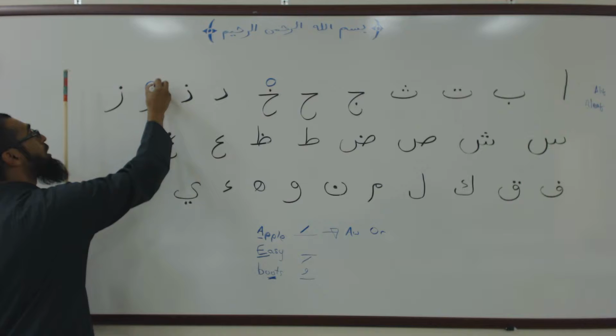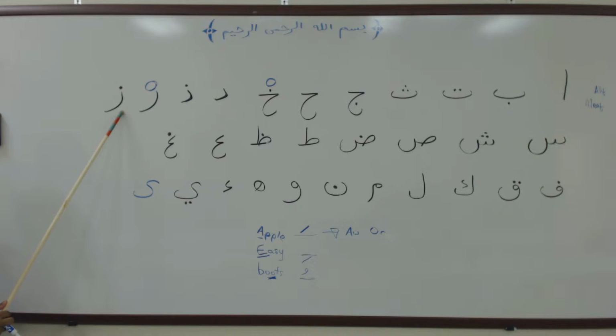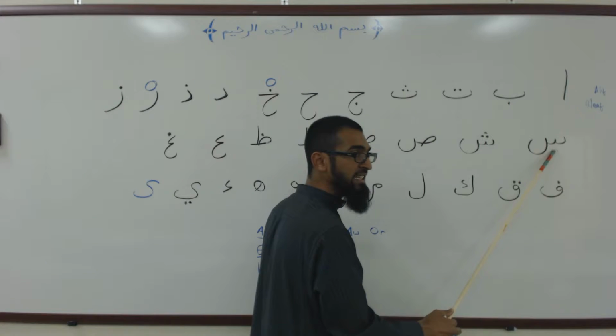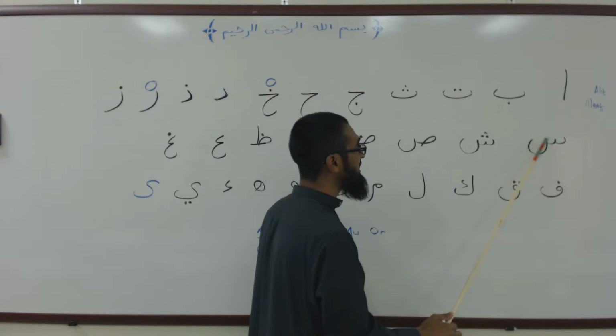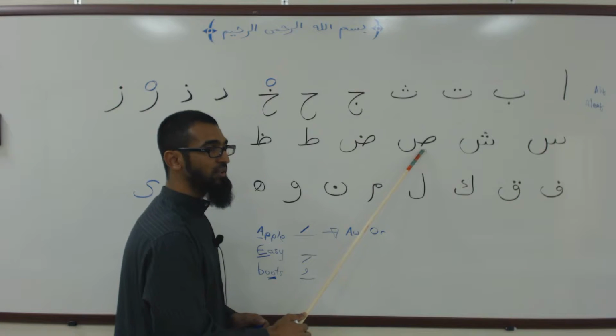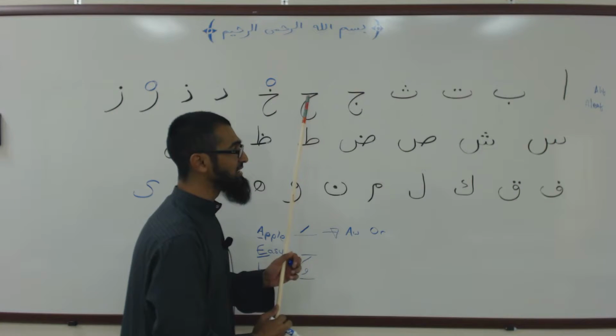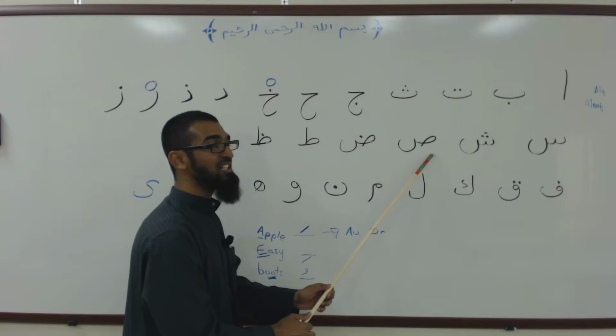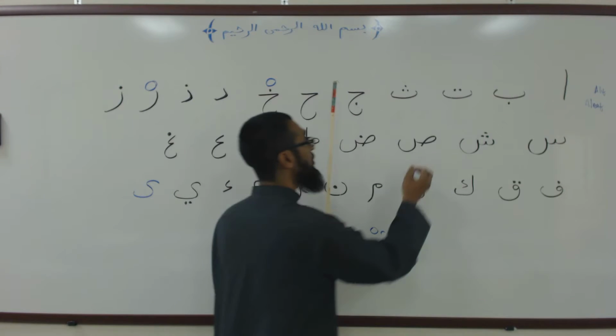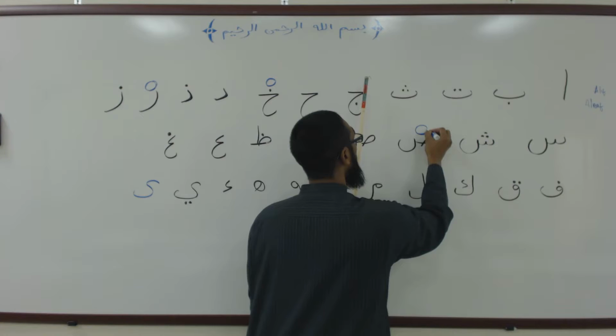Then comes Z, zai. Sin, sheen. Sword. You think this is a round letter? Yes, it is. Because we didn't say saad, we said sword, right? Sword is a round letter.